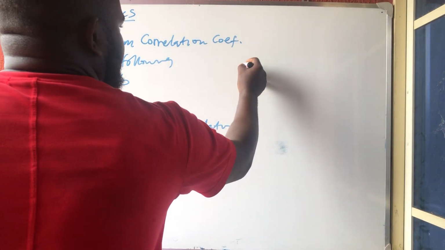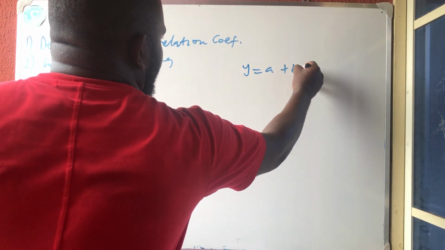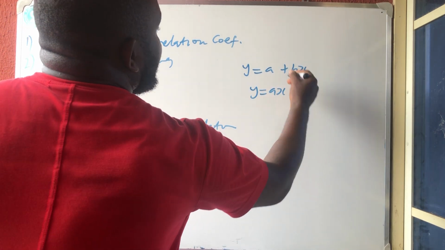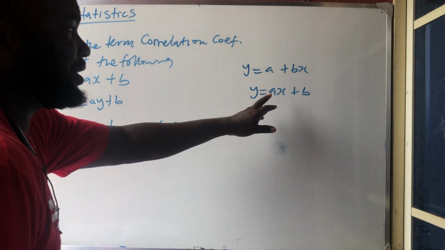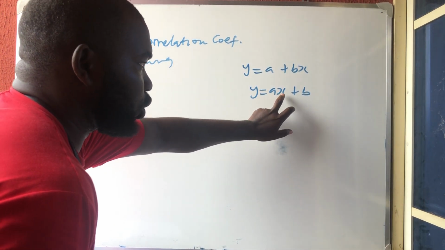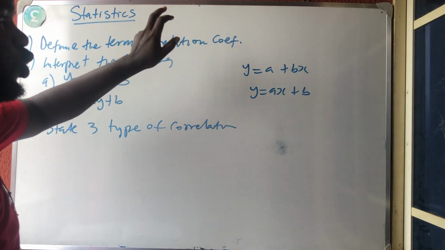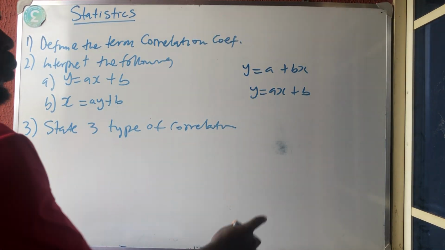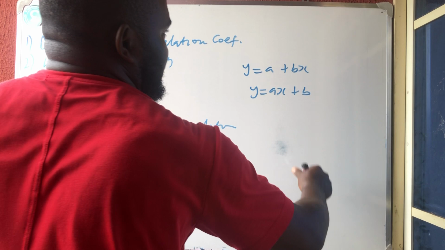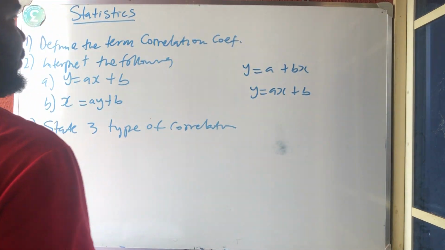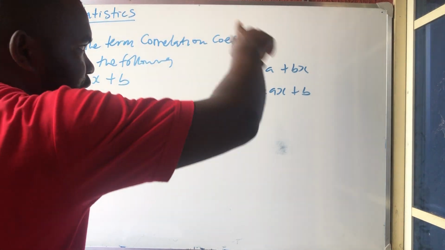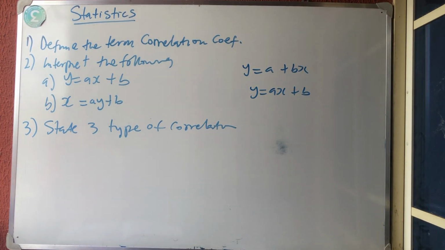Initially, we know that the formula is what? y is equal to a plus bx. But they want to confuse you by writing that y is equal to ax plus b. Anyhow they write it, just know that the coefficient of x there is your correlation coefficient, and it is the slope of that scatter diagram. While the one that does not have x is now the intercept, where the line of best fit cuts the y axis. Okay, so they say interpret the following.